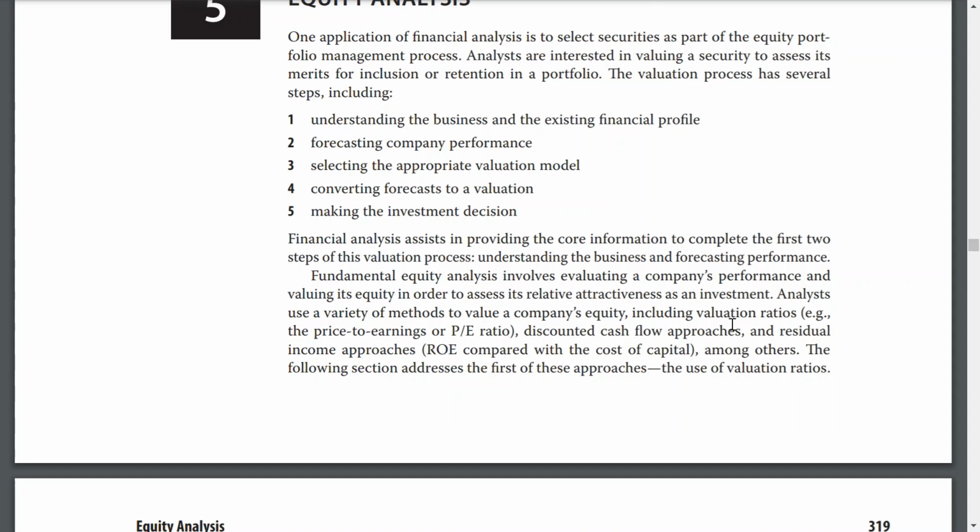Fundamental equity analysis involves evaluating a company's performance and valuing its equity in order to assess its relative attractiveness as an investment. Analysts use a variety of methods to value a company's equity, including valuation ratios, e.g. the price to earnings or PE ratio, discounted cash flow approaches, and residual income approaches, ROE compared with the cost of capital, among others. This section addresses the first of these approaches, the valuation ratio.